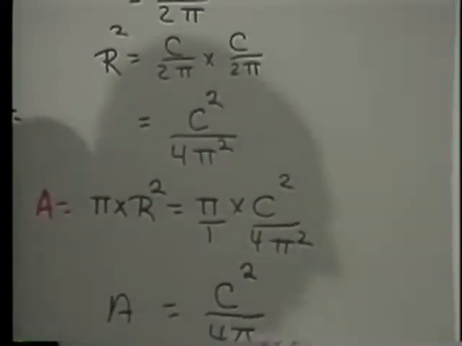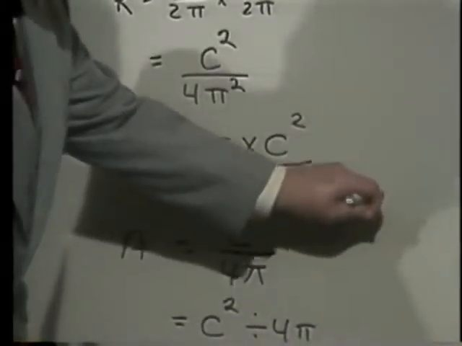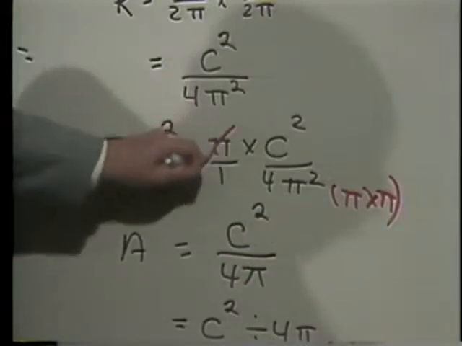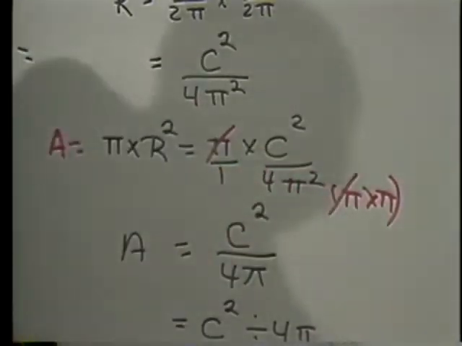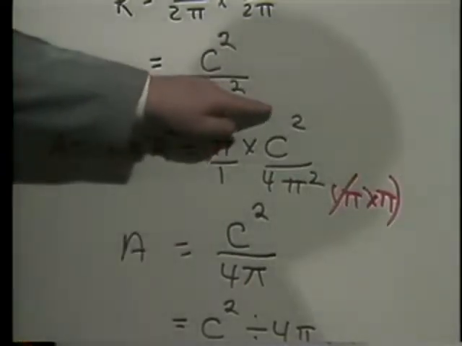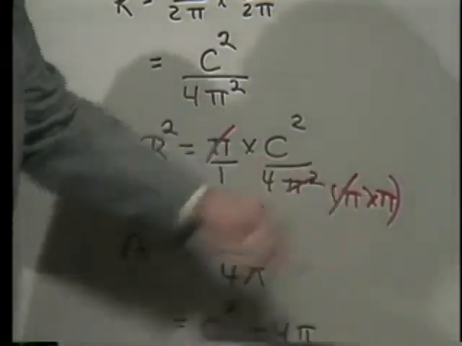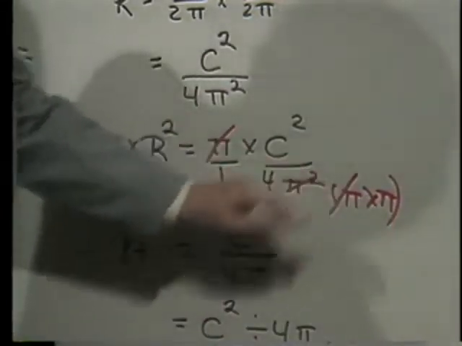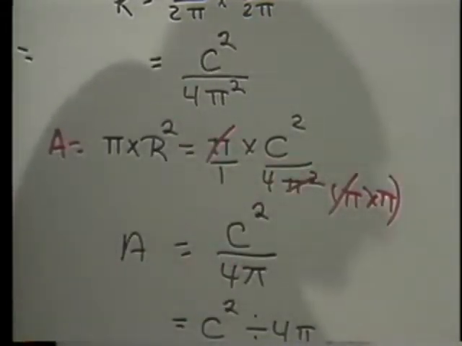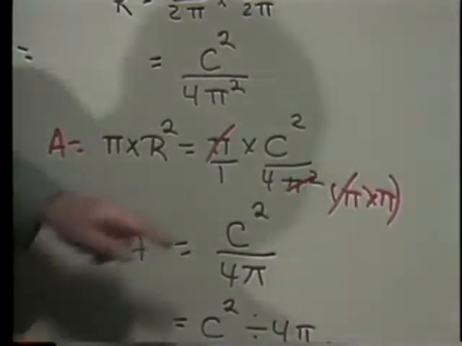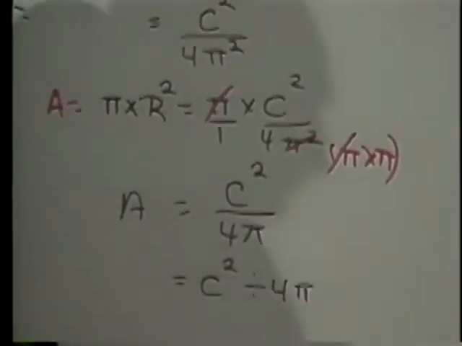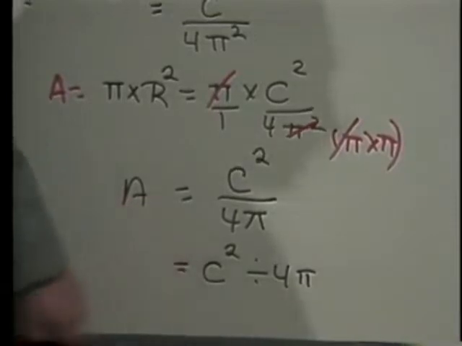Pi is the same as pi over 1, isn't it? And pi squared is the same as pi times pi. Notice that the pi in the numerator cancels with one of the pi's in the denominator. What does that leave you with? You still have a c squared in the numerator. In the denominator, you've rewritten pi squared as pi times pi. You've canceled one of the pi's, so all you have left is 1 pi in the denominator. And how do you read this? C squared over 4 pi. And that's the same as saying what? C squared divided by 4 pi.